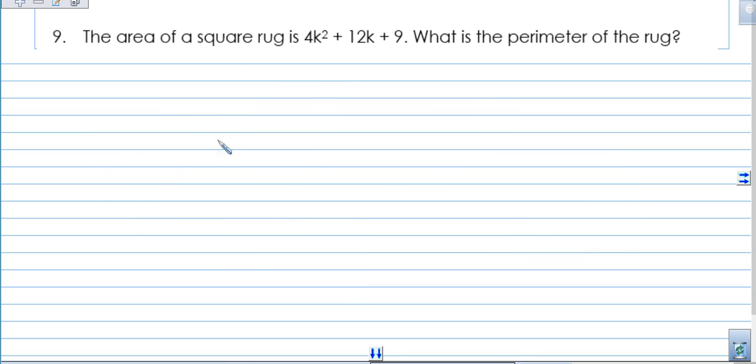Question number 9 says the area of a square rug is this. What is the perimeter of the rug? Okay, so we need the perimeter. Remember, that means to add all sides.